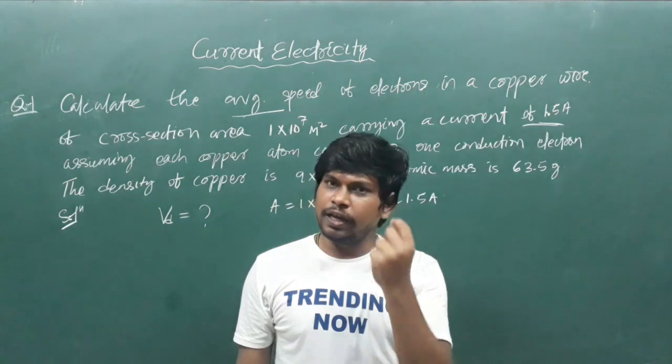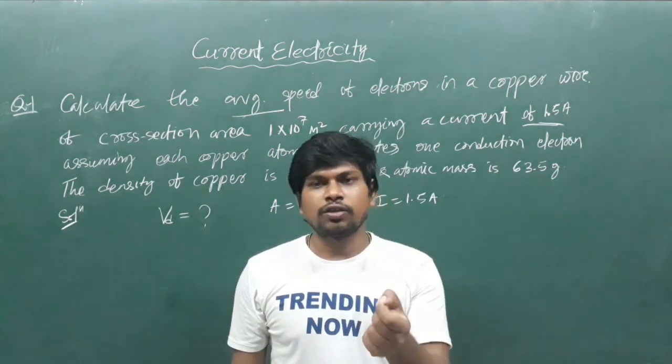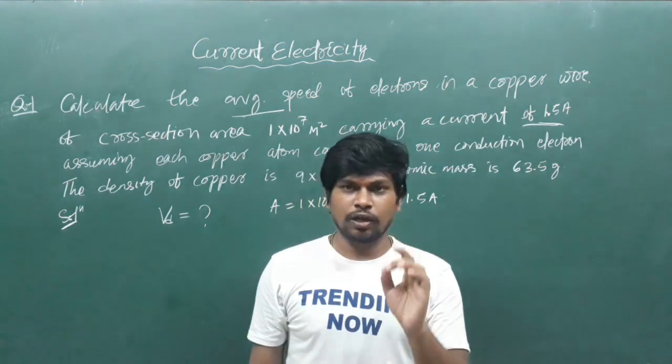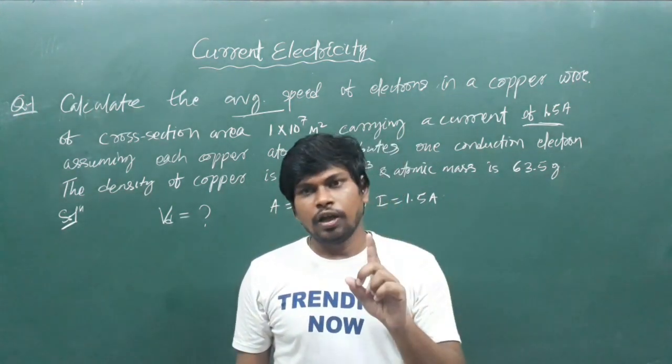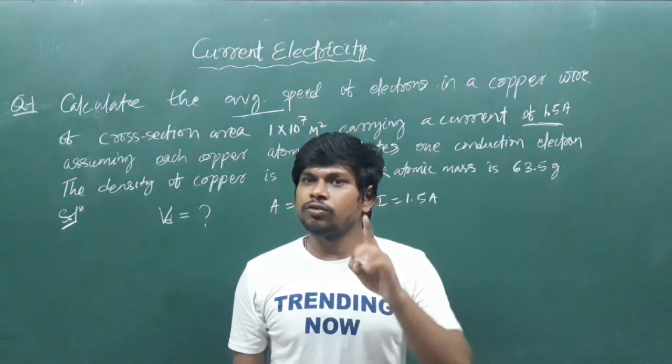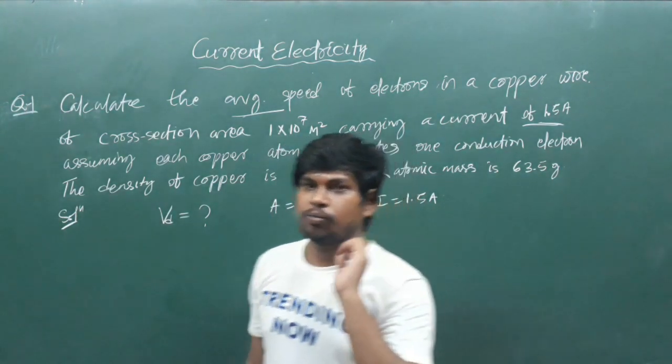Ek copper ka ek atom kitna electron de raha hai? Ek electron de raha hai. Aapko ye assume karna hai ki maan lo ek conductor mein maan lo 100 copper atom hai, to kitna electron hoga? 100 electron hoga. Isko pehle aapko assume karna hai.